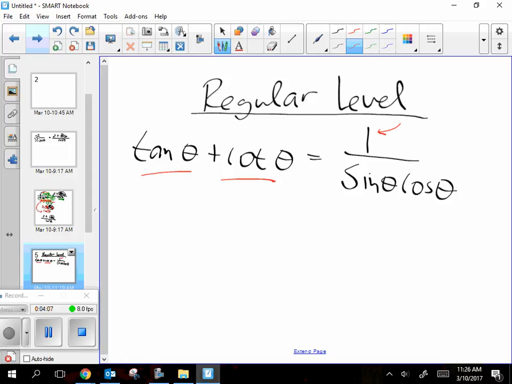So then I'm thinking through, change everything to sines and cosines. Why should that register with me? Yes?